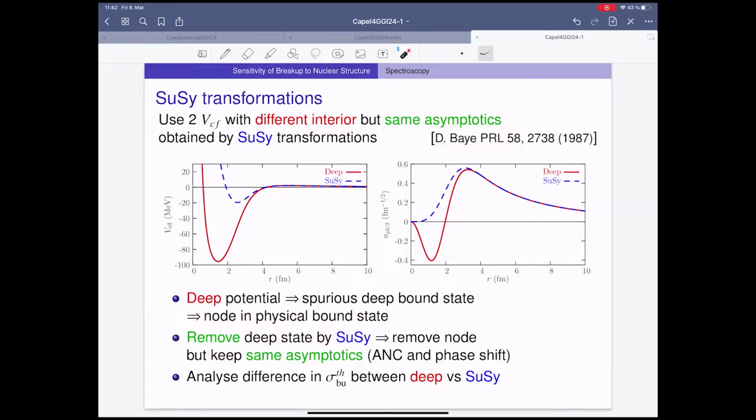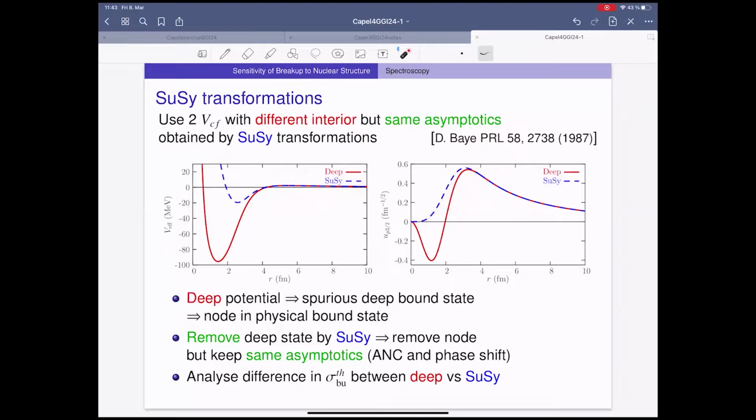And you remove that state. So there is a supersymmetric transformation that gives you a potential that removes the state, but keeps exactly the same asymptotics. So what you see here is you go from a deeply bound potential to the supersymmetric partner, which is a shallow potential. It still has this loosely bound state at exactly the same energy. And because the potential has the same tail, the wave function has exactly the same behavior. But you remove the node because you remove the loosely bound state. So your wave function now has a usual behavior.